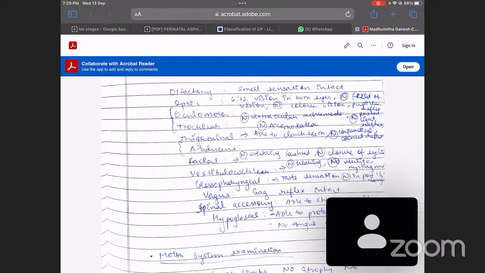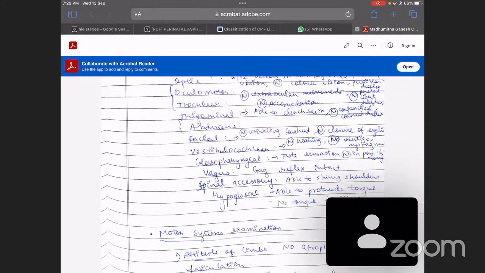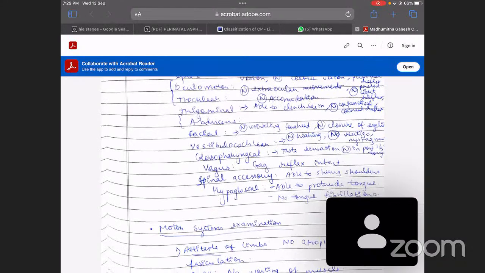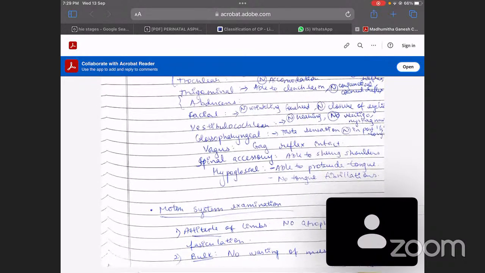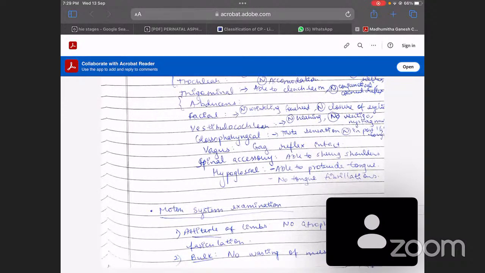Vestibulocochlear: there's normal hearing, no vertigo or nystagmus. Glossopharyngeal: taste sensation was normal in the posterior one third of the tongue, and the uvula was in the midline. Vagus nerve: gag reflex was intact. Spinal accessory nerve: he was able to shrug his shoulders against resistance. Hypoglossal nerve: he is able to protrude his tongue, and there are no tongue fibrillations.